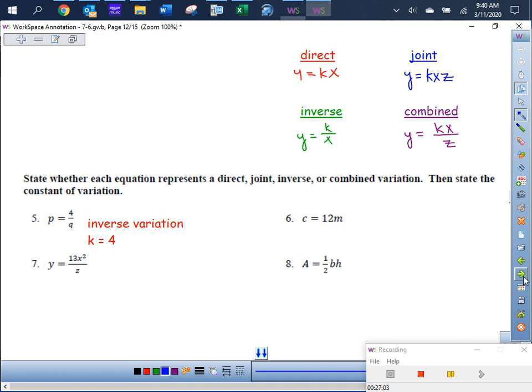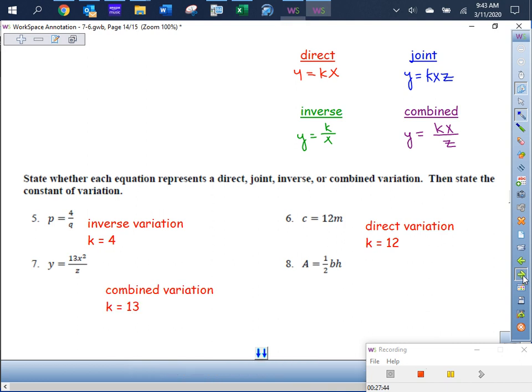Then you can do the last 3 of those with your neighbor, or you can pause the video if you're watching at home and try those. Either inverse, direct, combined, or joint. Combined has some variables up and down. Joint, everybody's upstairs. Direct, only 1 variable upstairs. What was this? Direct. What was this? Combined. And what was this? Joint.